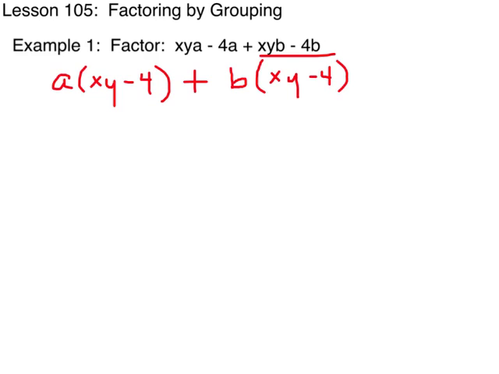Now, in these two terms, I see that I have a common x, y plus 4. I'm sorry, minus 4. x, y, minus 4. And then I am left with a plus b. And that's really all there is to it. And these problems that you're going to be given are always going to work out like this, that you have a couple of sets of common factors. Let's do the next one.